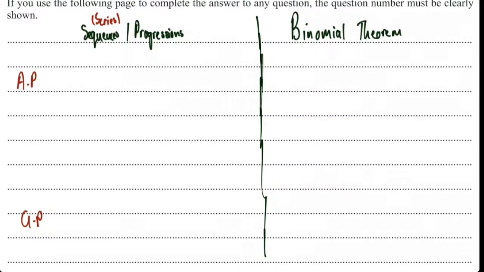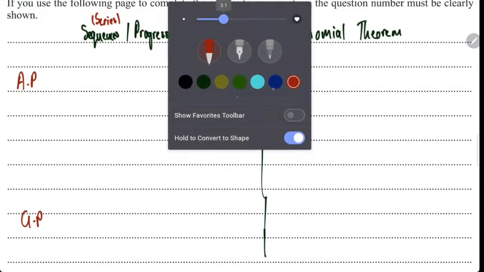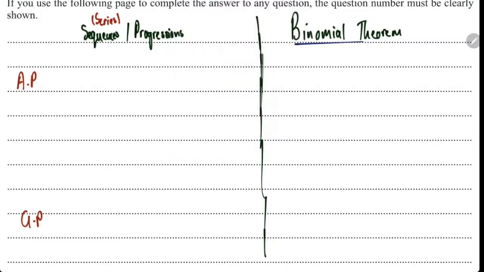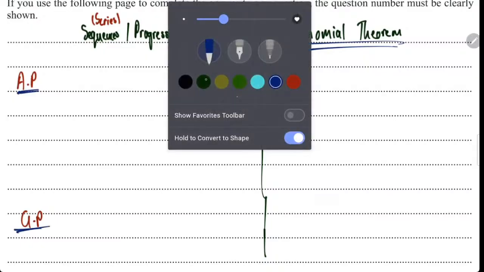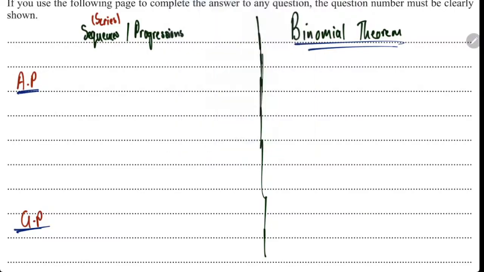All right. So here we're beginning with our paper one, and I'm gonna do questions for you. I want you to just master the binomial theorem, then AP and GP for once. Are you ready? Then we do questions. All right.